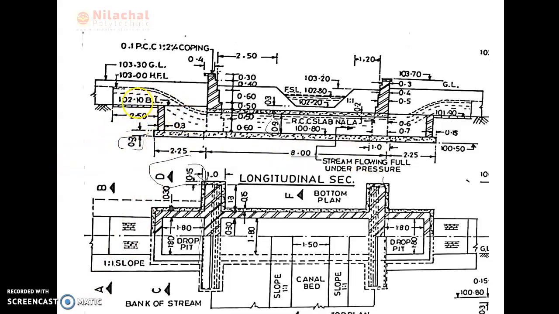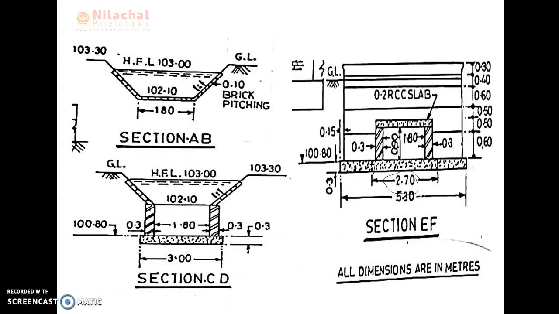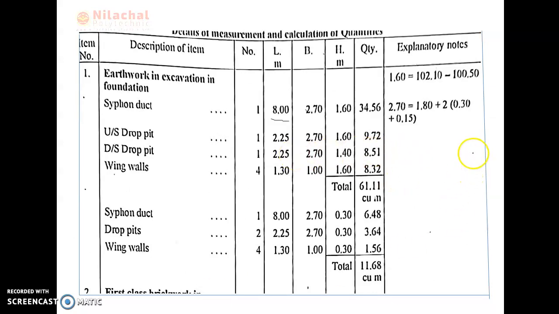Here the height is the bed level position minus the ground position, which is 100.50. So 102.10 minus 100.50. Then we can define the height of the siphon duct, which is 102.10 minus 100.50, so the height is 1.60. So the siphon duct quantity is number 1 into length 8.00, breadth 2.70 and height 1.60. Total quantity is 34.56.